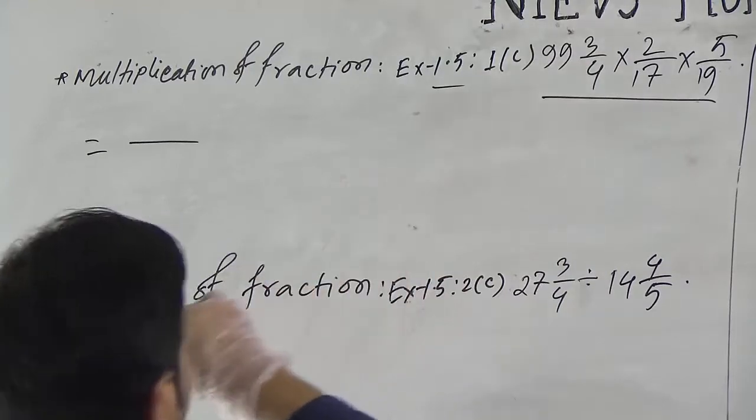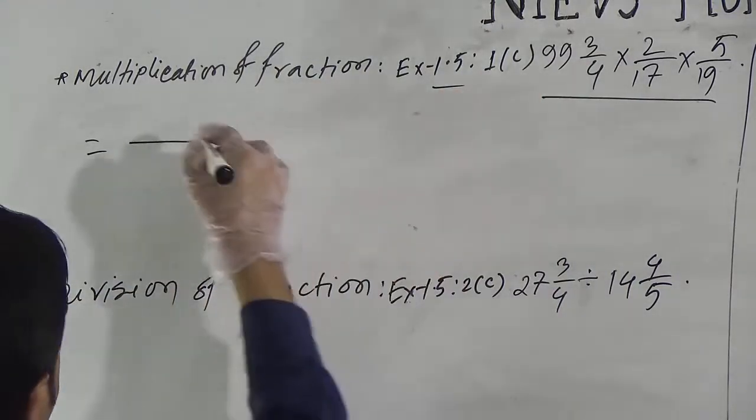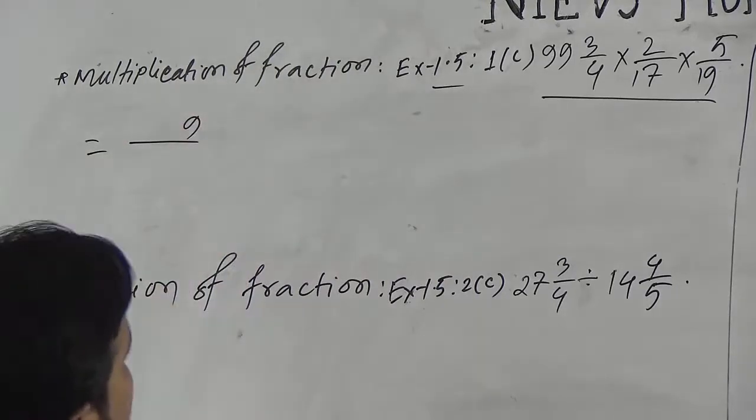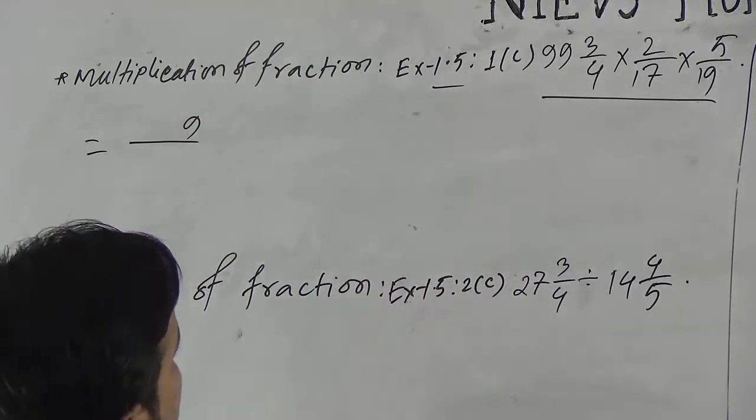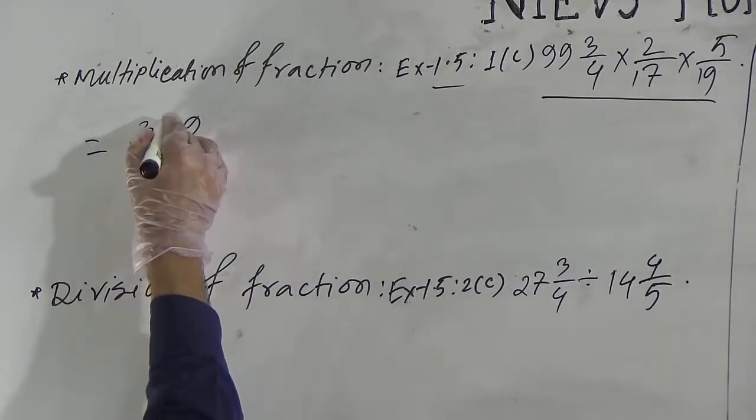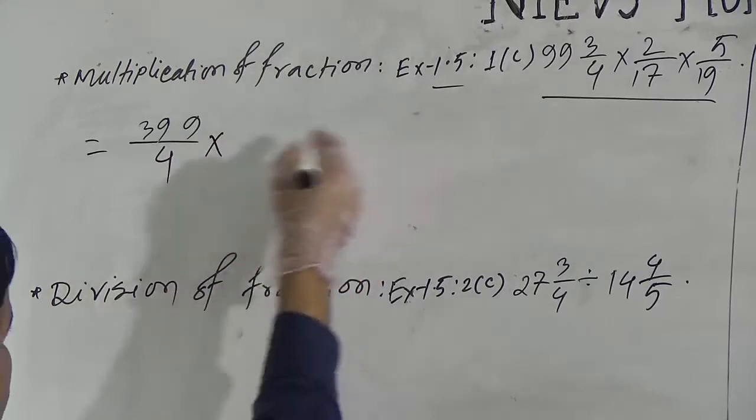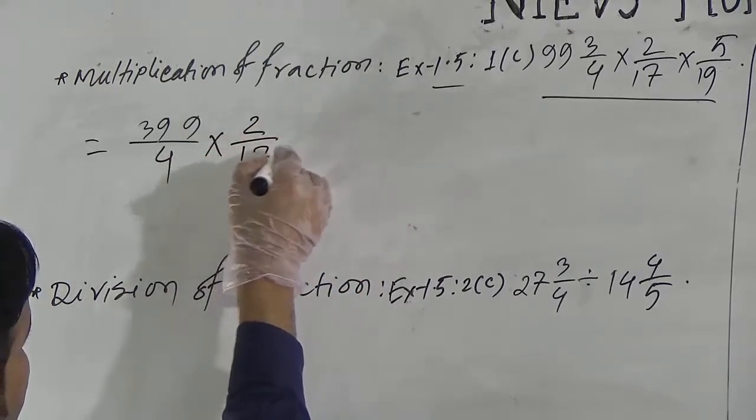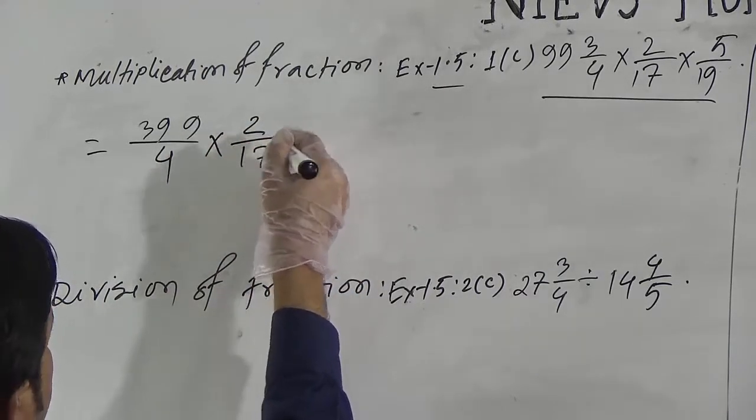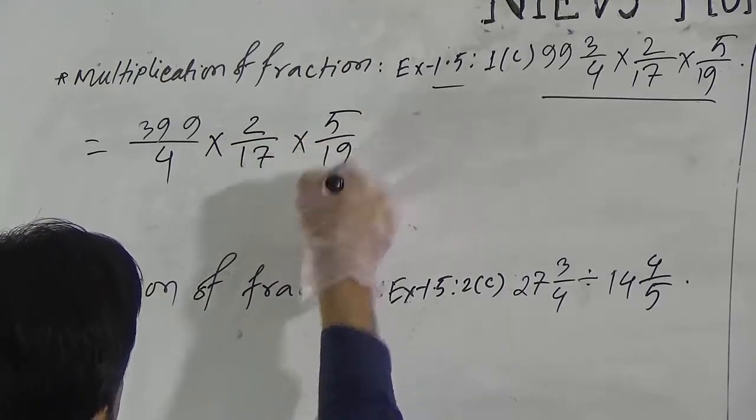Now do this. 9 4s are 36 and we have to add 3, that will be 39. 9 4s are 36 and 3, 39. Now the denominator will remain the same. Multiplication sign here, 2 by 17, multiply by 5 by 19.